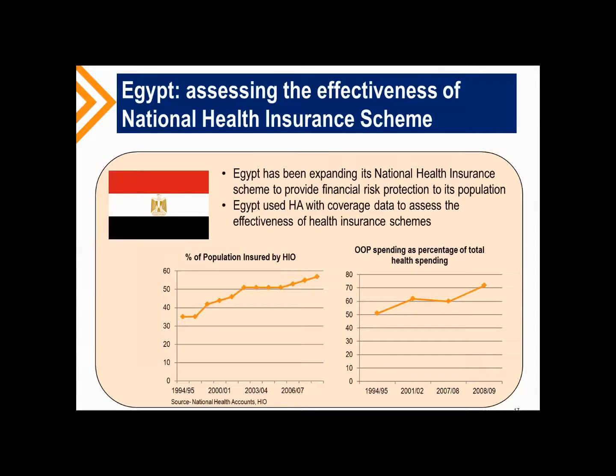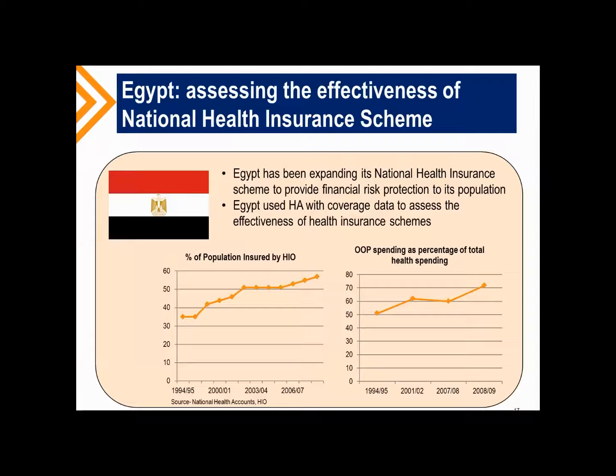Another country example is from Egypt, and Egypt was one of the first developing countries in the world to conduct health accounts in the mid-90s. This data is several years old, but still a relevant example of how health accounts can be used. As the health insurance scheme increased its population coverage, Egypt used health accounts to show how effective this health insurance program was in providing financial risk protection.